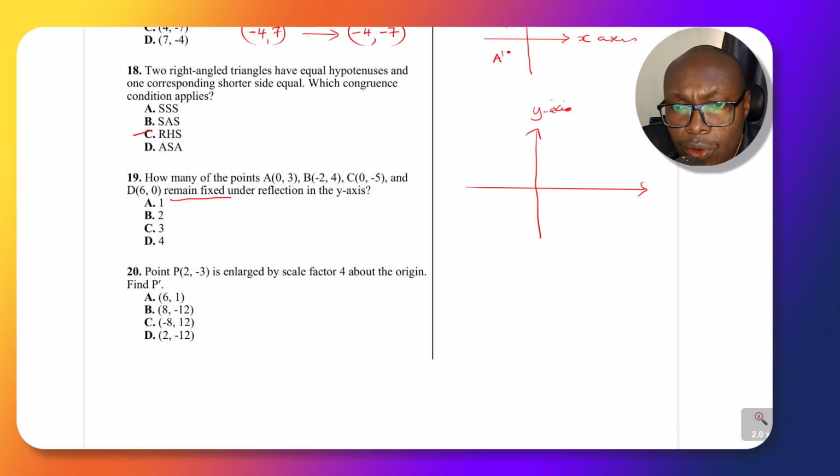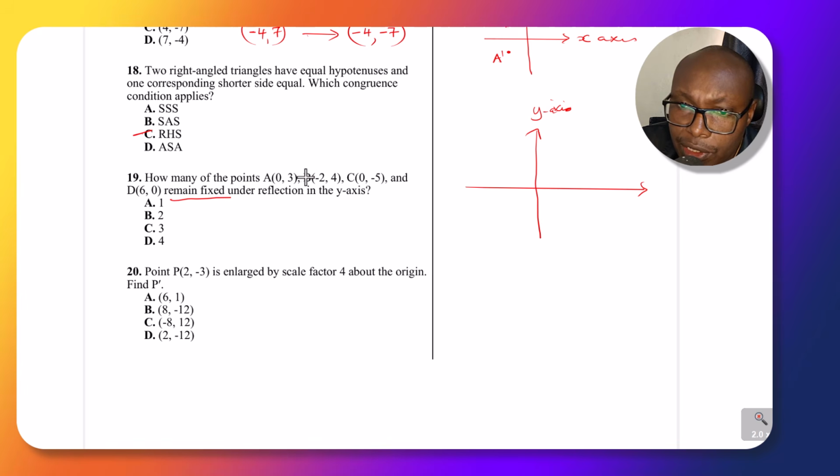So what is going to guide us is any point that is going to lie on the y-axis, because the y-axis is acting as the mirror line. If you're reflecting something along the y-axis, and the y-axis is the mirror line, it means all the points that lie along that mirror line remain fixed and unchanged. So in this case, any point that lies along the y-axis will not change.